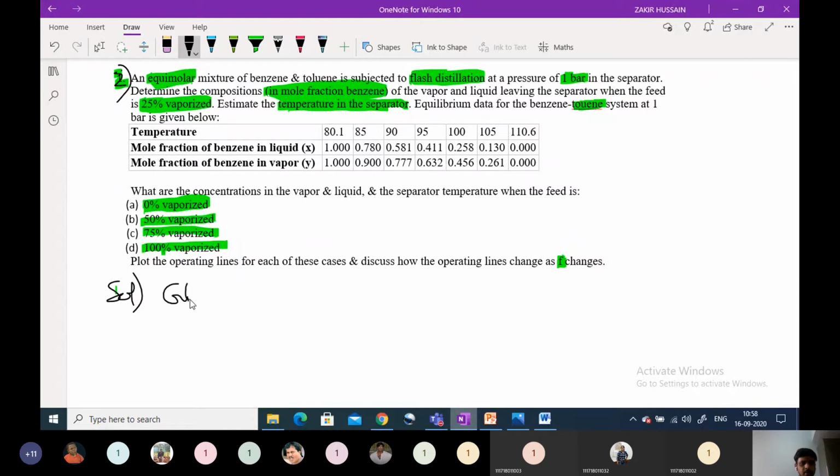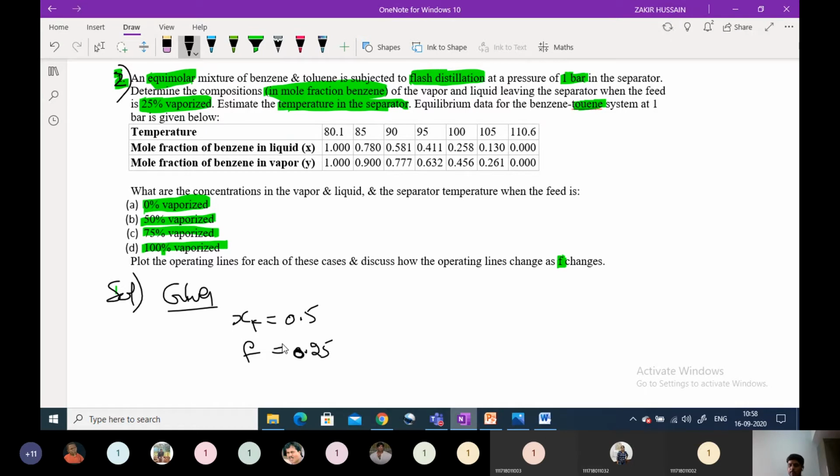So the solution, then we can write the given values. So equimolar mixture they are saying, so it is F is equal to 0.5 we can take, and small f is equal to first case is 25%. Here the first case is 25%, which is called 0.25, and they are giving this is a flash distillation.